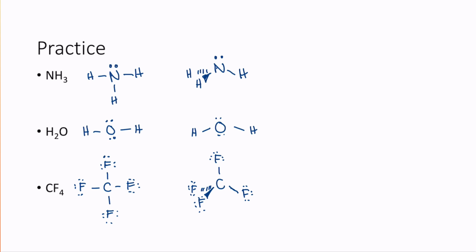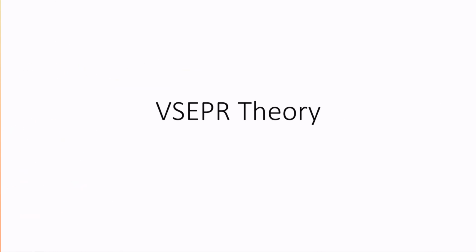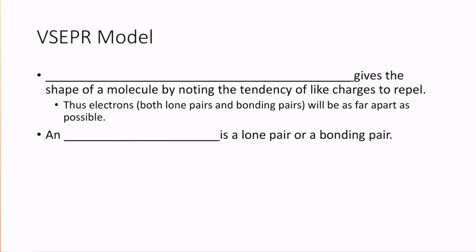If you are like, man, how did you even know where to angle them? You have to know the shape of these different molecules. And that's where we get our VSEPR theory. VSEPR theory is valence shell electron pair repulsion.